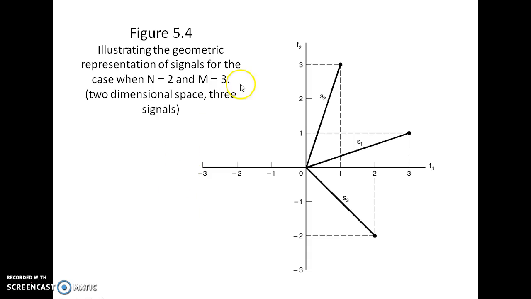So here is an example. Let's suppose you have three signals, that is, the value of capital M is 3, and you have two basis functions f1 and f2. Here f1 is orthogonal to the f2 basis function, due to the property that we have divided the space into a two-dimensional space, and in this two-dimensional space three signals are represented: signal S1, signal S2 and signal S3.